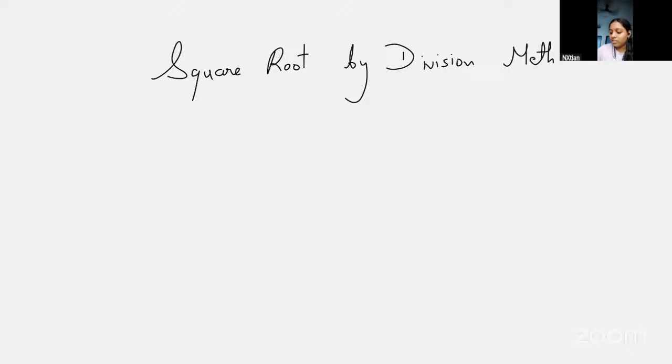Now, when I told you all to memorize the squares, that thing is also helpful here. So I will start with the number 529. The question is: find the square root of 529 by division method.